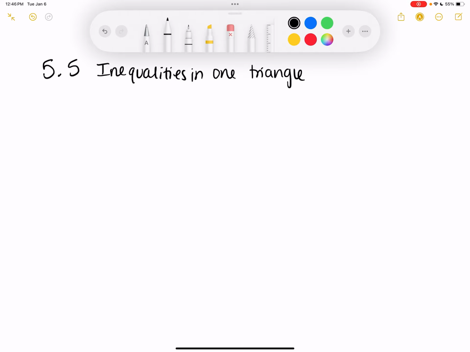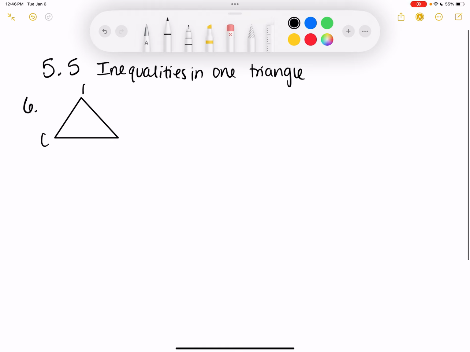Alright, so the first ones, they want us to name the shortest and longest sides of the triangle. So they're going to give you a triangle, and then they're going to give us some information. So they give us angle C and angle B.